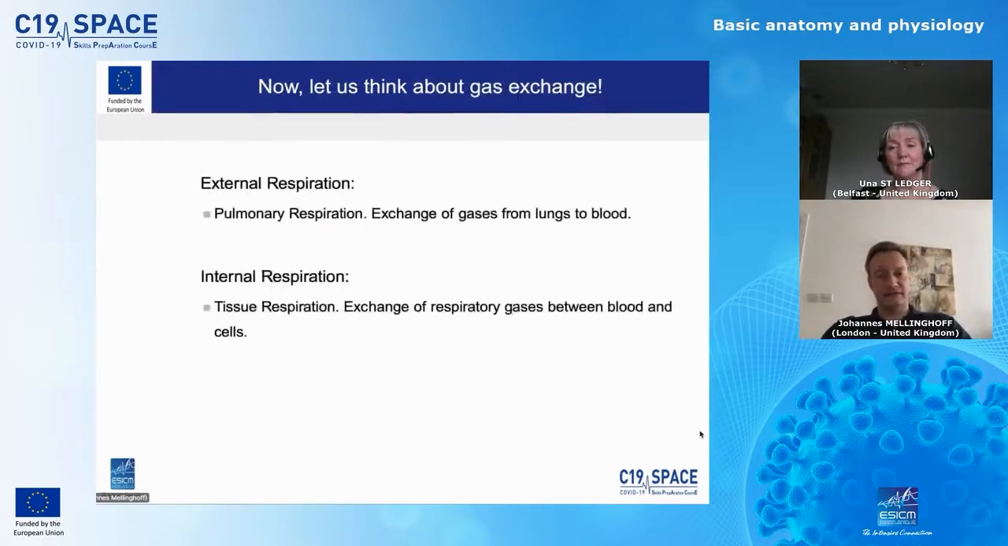Now, let us think about gas exchange. After we discussed ventilation of the lung, we are differentiating between two types of gas exchange. The first is external respiration. This is the gas exchange that takes place once air moves into the alveoli and goes over into your blood. And then the internal respiration, which happens at tissue level, which is the exchange of respiratory gases between blood and cells.